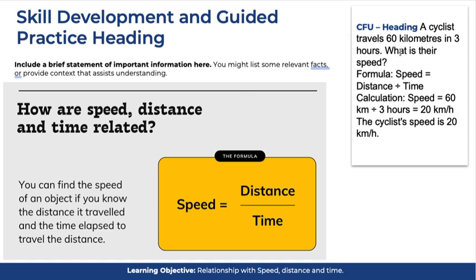Now let's do some check for understanding. If a cyclist is traveling 60 kilometers in 3 hours, what is his speed? The formula is distance over time. If you want to know the speed, he covered 60 kilometers in 3 hours. So that means his speed is 20 kilometers per hour. So that means he's able to cover 20 kilometers per hour.